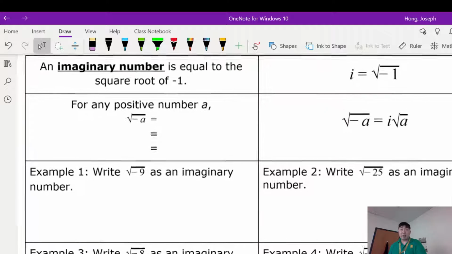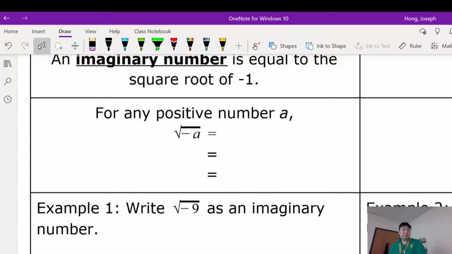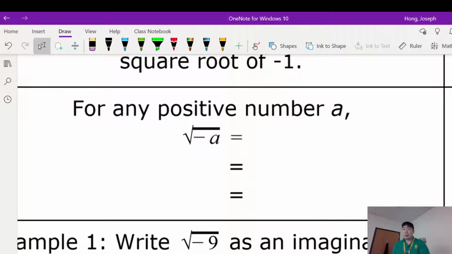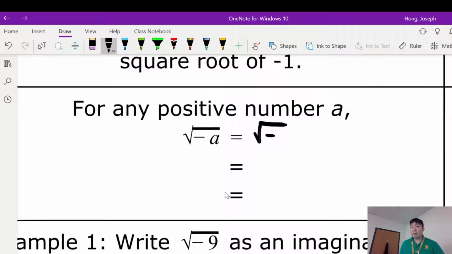So for any possible number, let's say a, these are the series of steps that we can do to get our final answer. For example, I can do the square root of -1 times a. As in, I can split this up into two pieces, right? Kind of like how I have a -7, I can say that it's -1 times 7. Sure. You're allowed to do that. So if I can do it with numbers, I'm allowed to do it with variables as well.